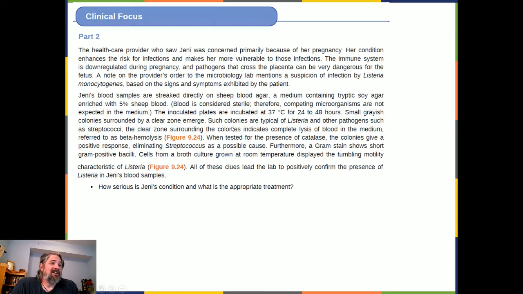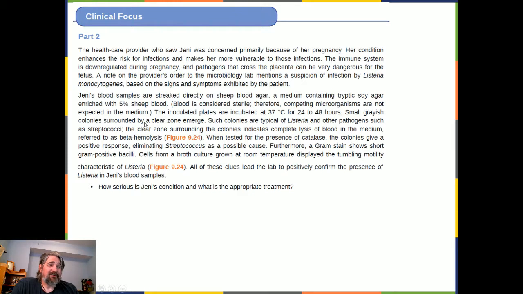Okay, so Jenny, the healthcare provider who saw her was concerned because of her pregnancy. The immune system is downregulated during pregnancy, and pathogens that cross the placenta can be very dangerous for the fetus. There's a term for that, TORCH pathogens. So, suspicion of infection by Listeria monocytogenes. The blood sample was streaked on blood agar, which you'll be able to do. Probably this week we will do that because we just got the blood agar in last week. You incubate those after you inoculate them for 1 to 2 days at 37 degrees Celsius.